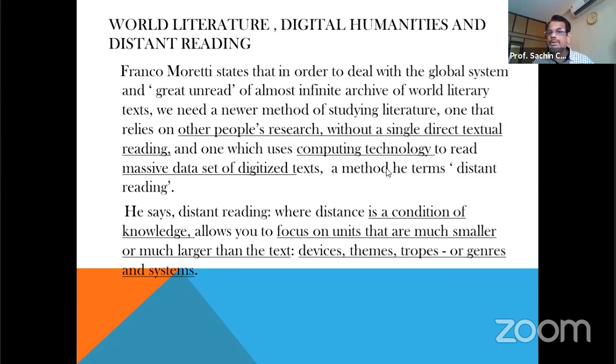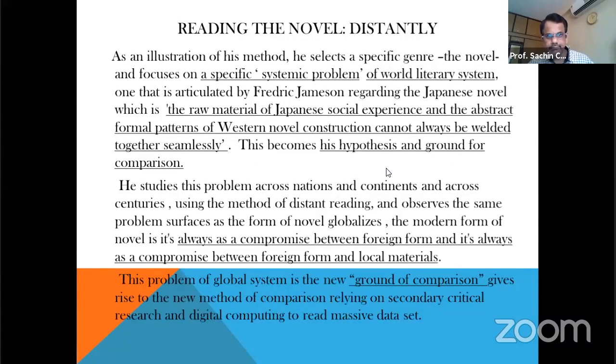And very often you may also use computing technology, using massive data of digitized text. This method is what he calls distant reading. He says that distant reading, where distance is a condition of knowledge, it's about distance from the original archive, allows you to focus on units that are smaller or larger than the text: devices and themes, tropes or genres and systems. I will just talk about this very quickly because we are running out of time.